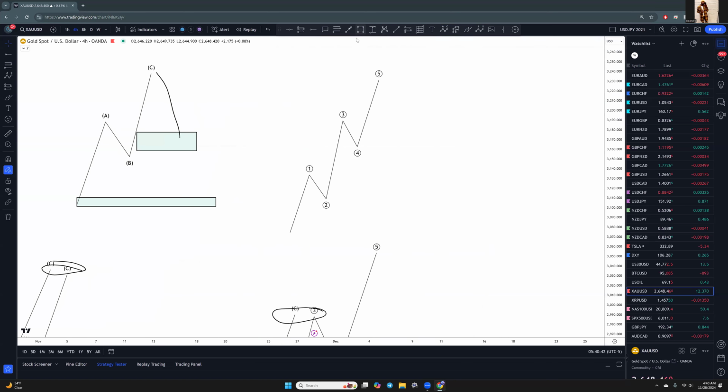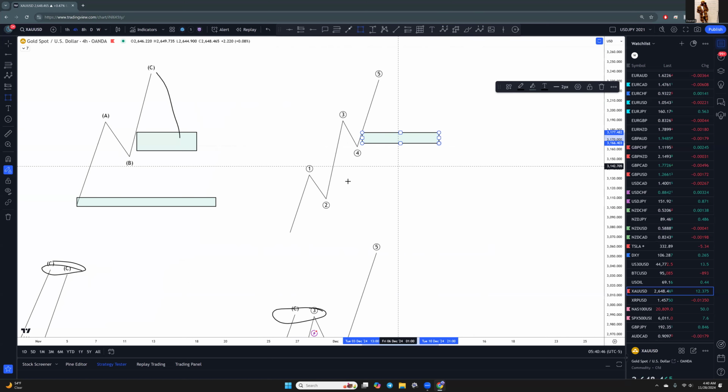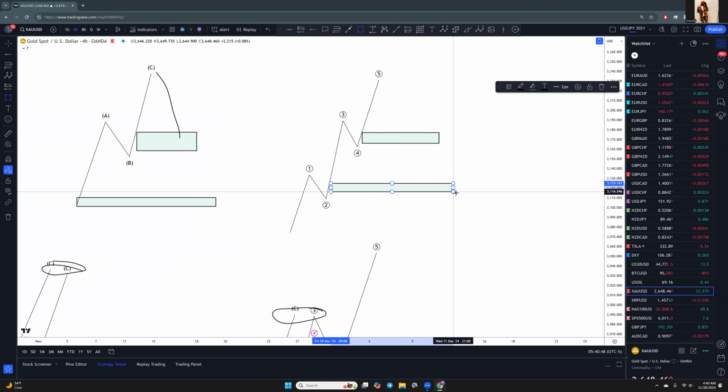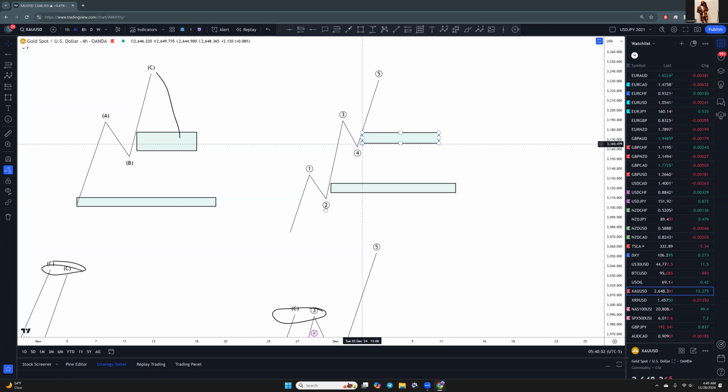When it comes to 1, 2, 3, 4, 5s, your first target is going to be 4. Second target is going to be 2. I never target after 2. That's just me personally. And the same thing applies for the ABC pattern as it does for the 1, 2, 3, 4, 5 patterns. You never target the end of the wave. You look for something significant before the wave is about to end, and then you look to target that area.